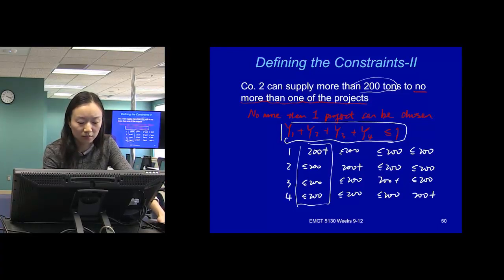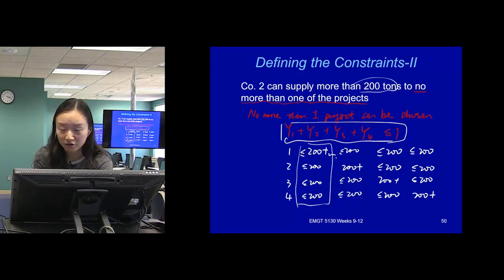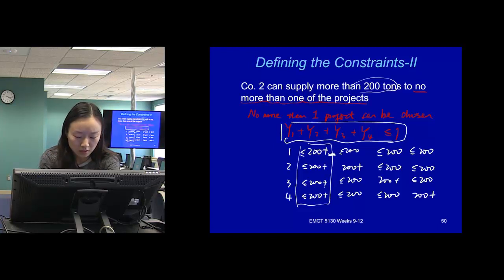What about this one? This is also less than or equal to 200 plus some value, right? Okay, focus here. This first one, we can write as less than or equal to 200 plus a non-zero value. What about these ones? These are 200 plus 0 value. And this is plus a value that's greater than 0.